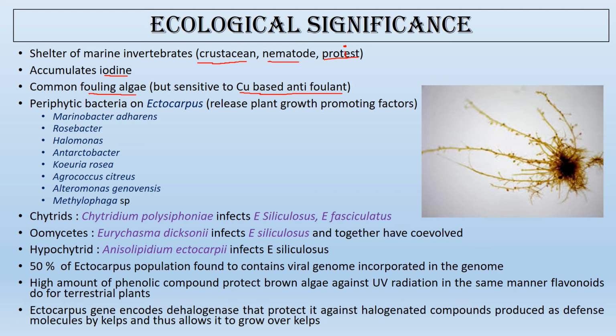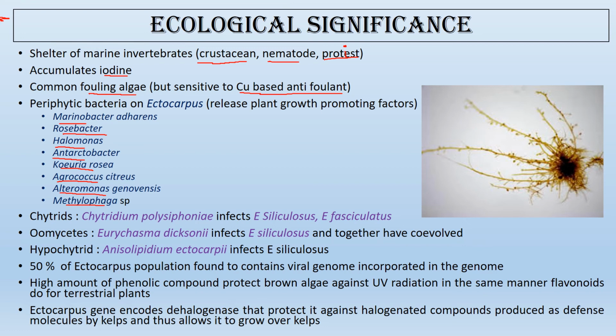So many types of bacteria grow periphytically on Ectocarpus. This includes Marinobacter, Roseobacter, Halomonas, Cellulophaga, Curtobacterium, Agrococcus, Alteromonas, and Methylophaga. All these grow periphytically on Ectocarpus.